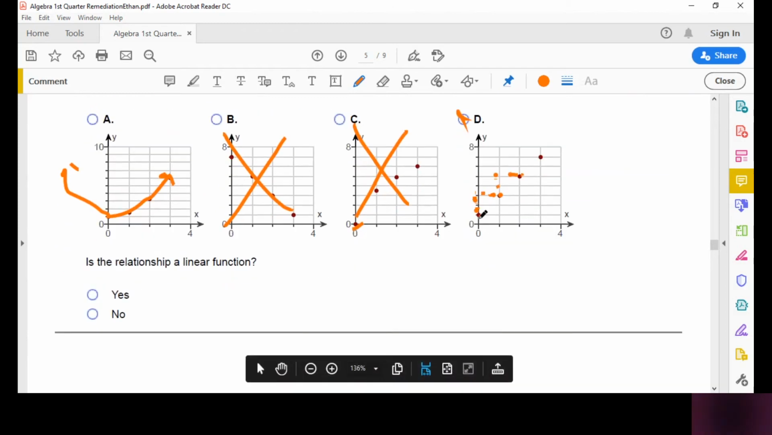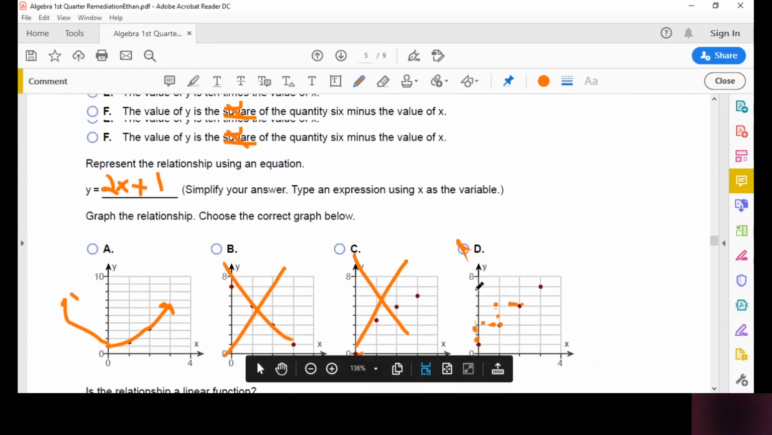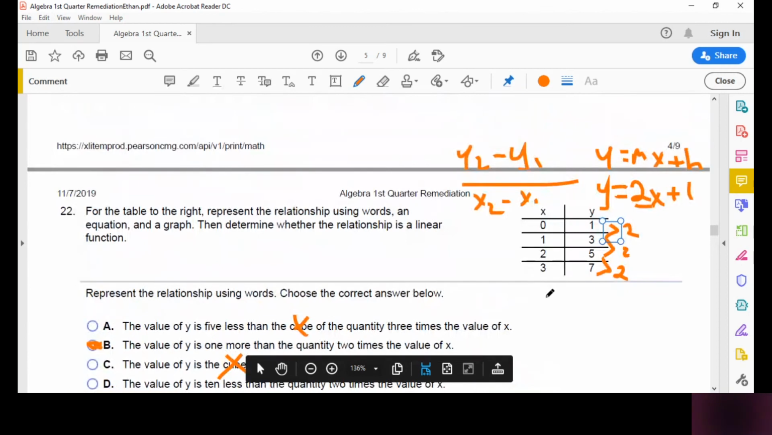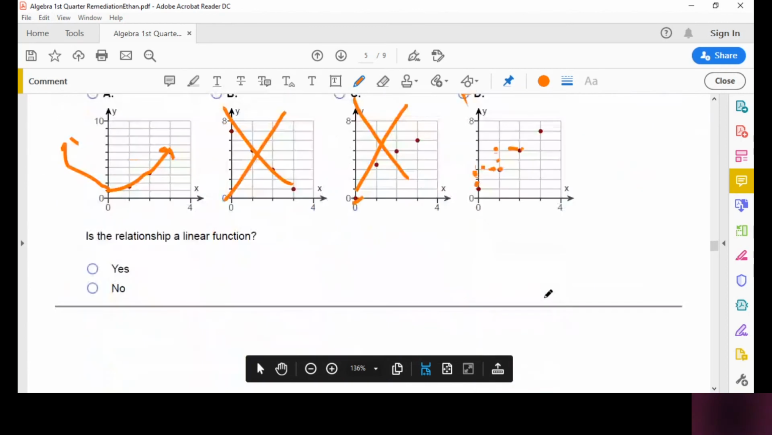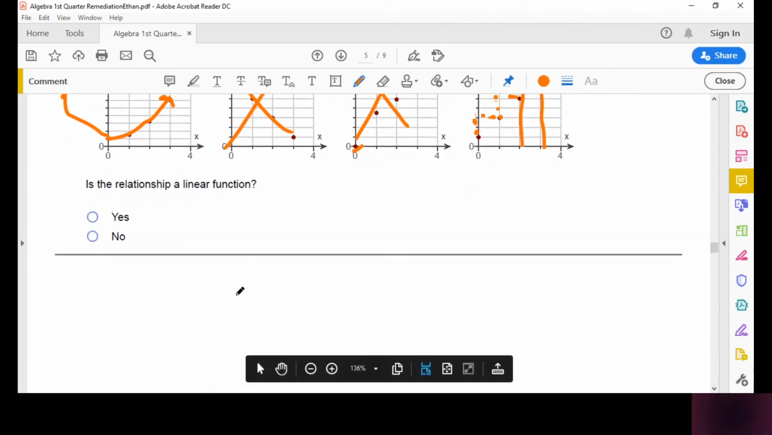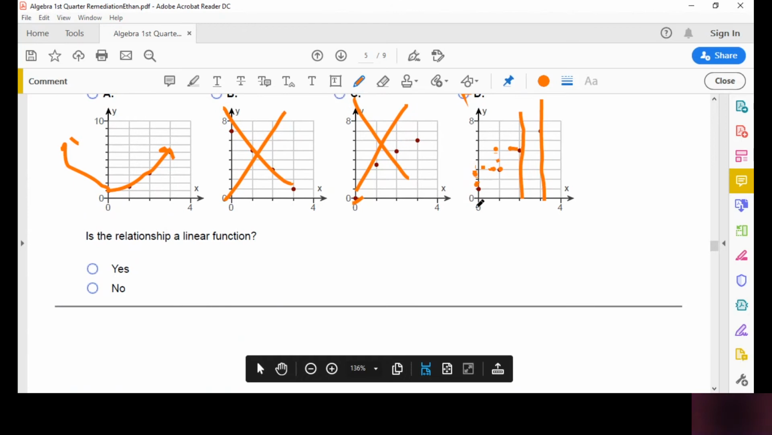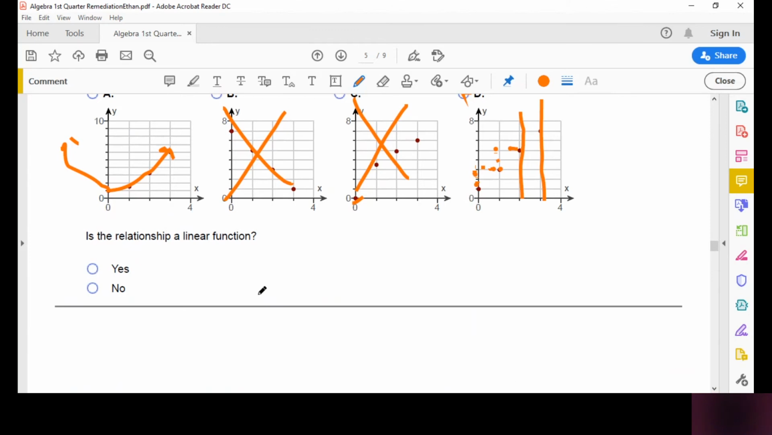Is this a function? Yeah, it passes the vertical line test. Do any of our x values repeat? Nope. And if you were to draw a vertical line, it's only going to touch once. And in addition, they didn't ask, but this is a discrete graph. Notice it's a bunch of dots and there's not a line connecting them.